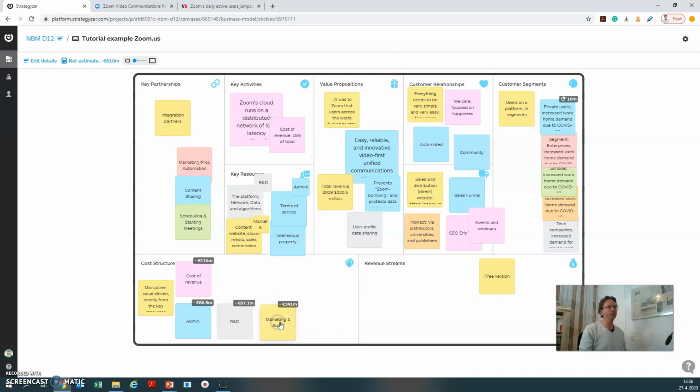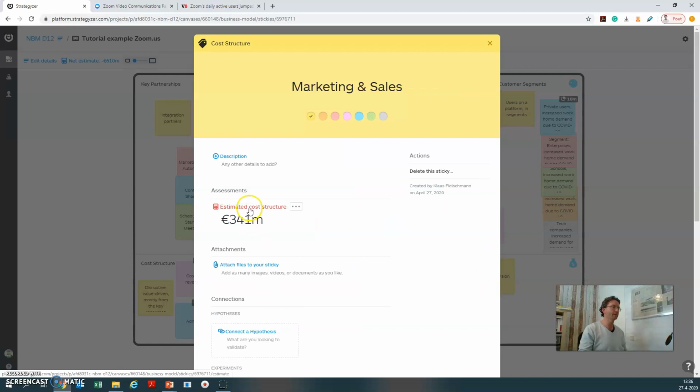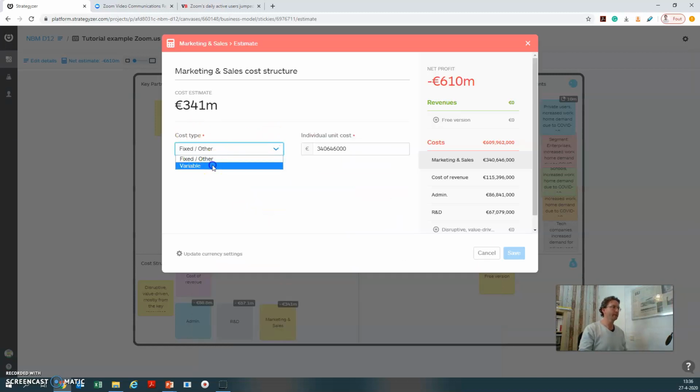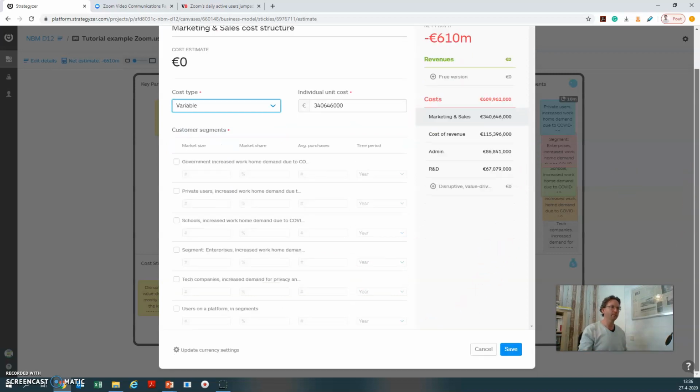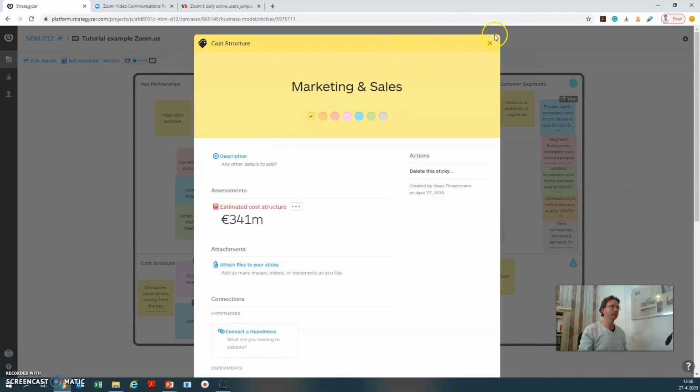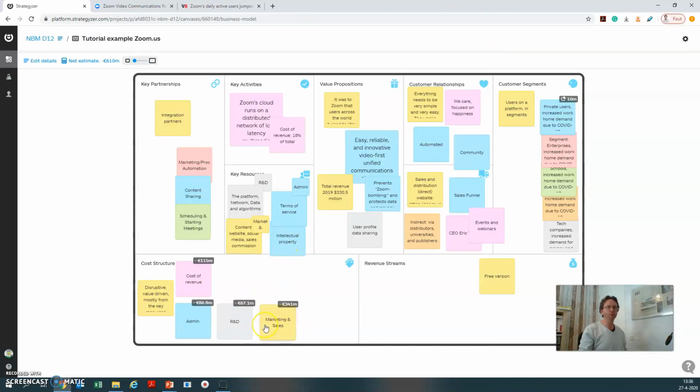Now, what would happen if I would know that it's for sure a variable cost? Then I would click on variable, and then it becomes clear why I urged you to fill out the customer segments very attentively. As you can see, then you can assign different elements or different parts of that variable cost to the different segments. If we know the cost per segment, and if we know the revenue per segment, which we'll look at later, then we see which segment will be really the most important one to focus on. I'm just canceling this now because I didn't change anything. And it gives me an overview of the cost structure.